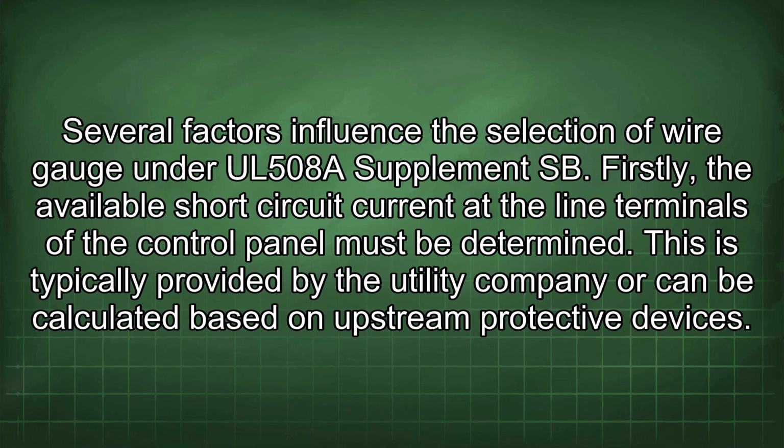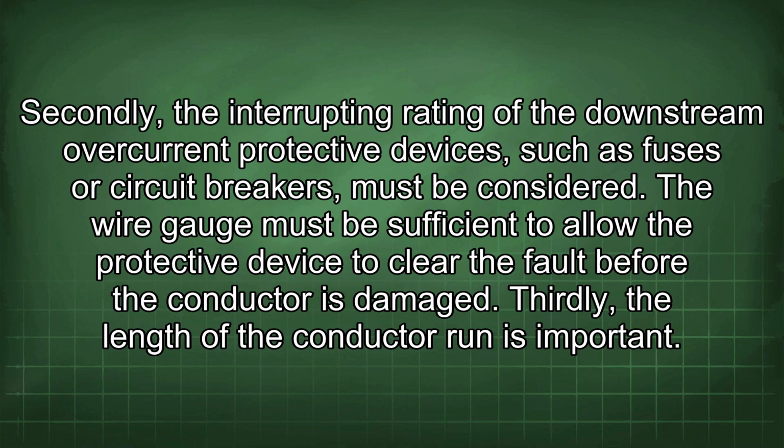Firstly, the available short-circuit current at the line terminals of the control panel must be determined. This is typically provided by the utility company or can be calculated based on upstream protective devices. Secondly, the interrupting rating of the downstream overcurrent protective devices, such as fuses or circuit breakers, must be considered. The wire gauge must be sufficient to allow the protective device to clear the fault before the conductor is damaged.